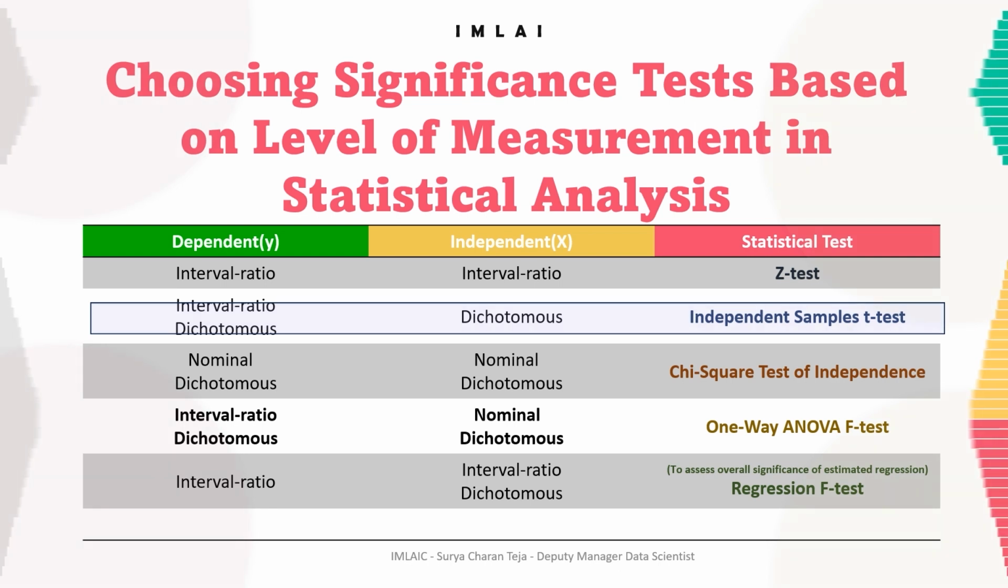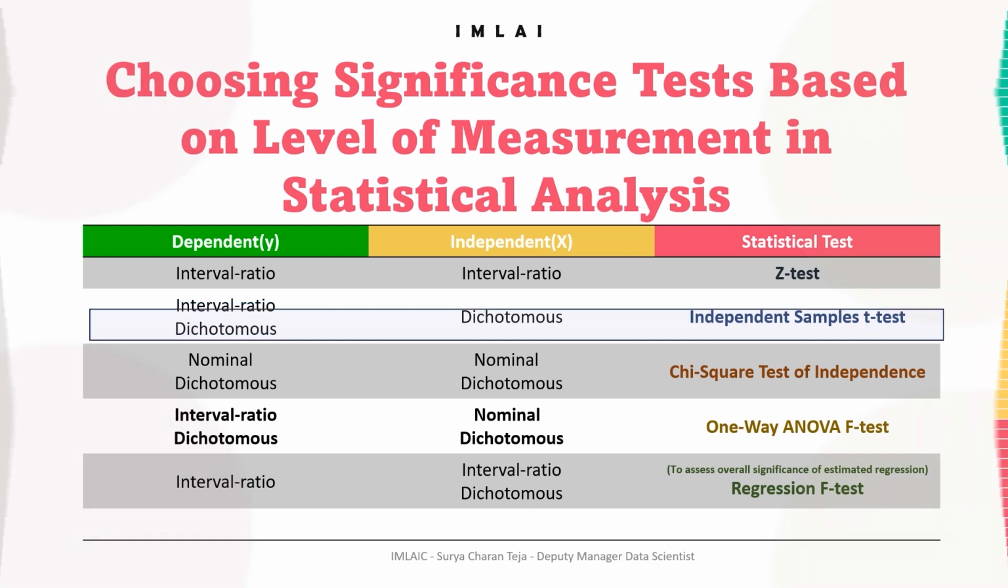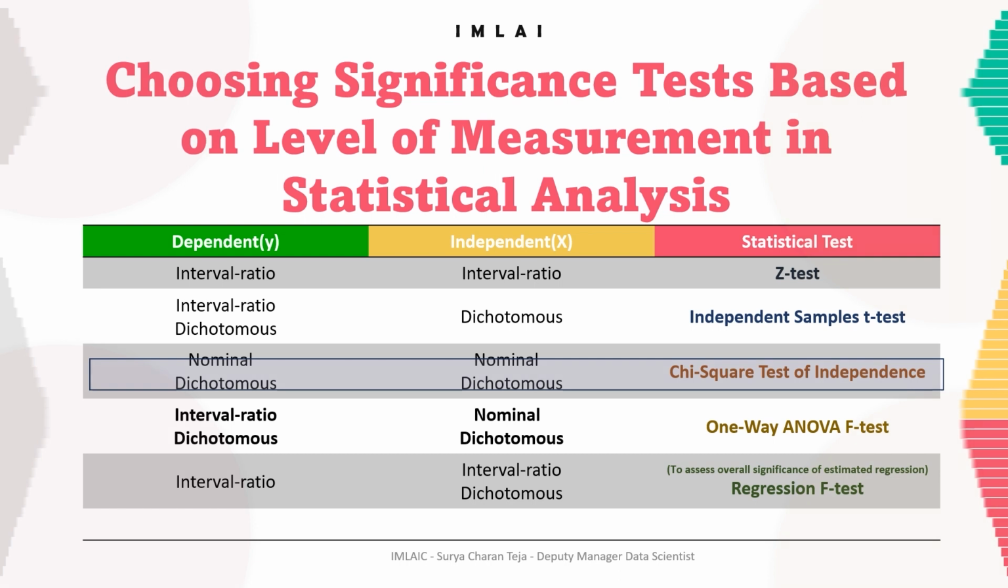For example, if you have both y and x nominal, or both y and x dichotomous, then you can go for the chi-square test of independence. If you want to put it another way, if your x and y both are categorical variables, then you have one option, that is the chi-square test of independence.